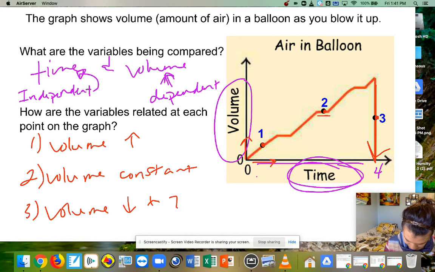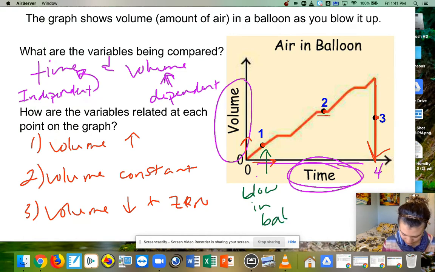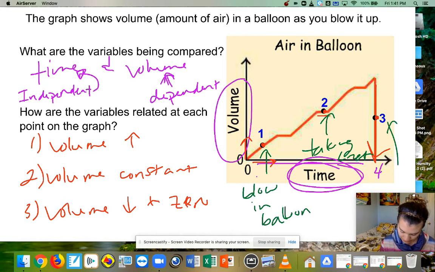So if we think about real life, what's actually happening in this situation? Well, right here, we're probably blowing in to blow up the balloon. Right here, we're flat, so you're probably holding it and taking a breath. And then here, you probably let go, and the air went out and spread out really quick.